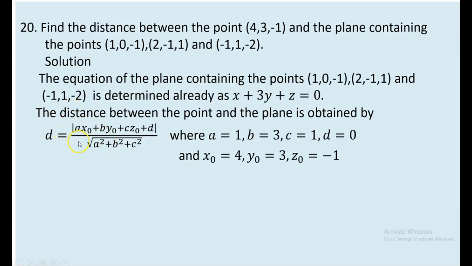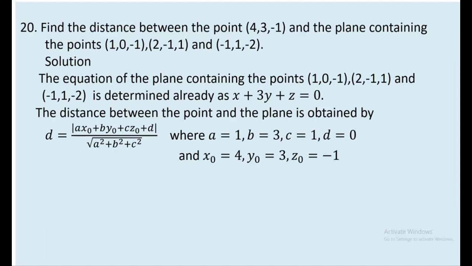It is the absolute value of ax naught plus by naught plus cz naught plus d, divided by the square root of the sum of the squares of what, students? The coefficients of x, y, and z. So students, here in our case, we can consider a to be 1, b to be 3, and c to be 1. Just take the coefficients of x, y, and z. And d is 0 because after z we don't have any number. That's implied that d is 0.